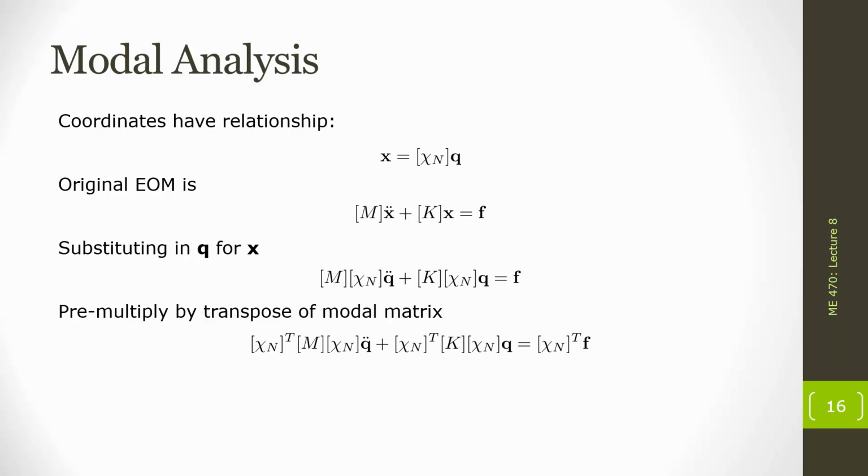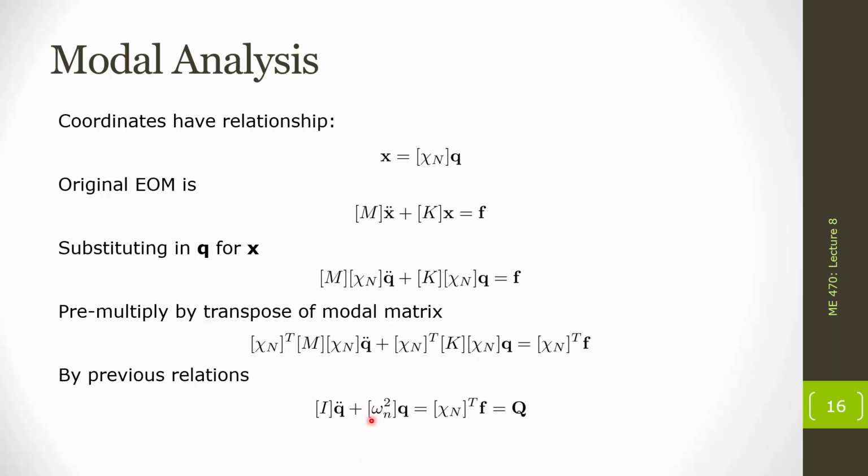And finally, what we can do is we just saw on the previous slide what chi n transpose m chi n was. We saw what chi n transpose k chi n was. We can do that substitution from the previous slide. We know that the first term is just the identity matrix, as long as we're using the mass-normalized modal matrix here. And we know that the second term, this chi n transpose k chi n, is going to be the diagonal matrix of the natural frequencies squared.